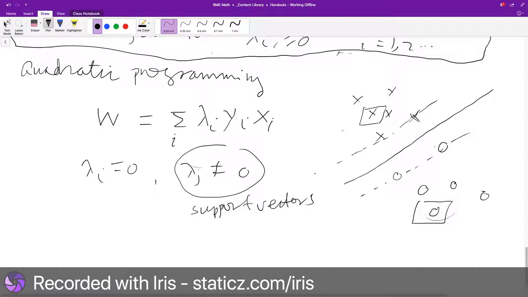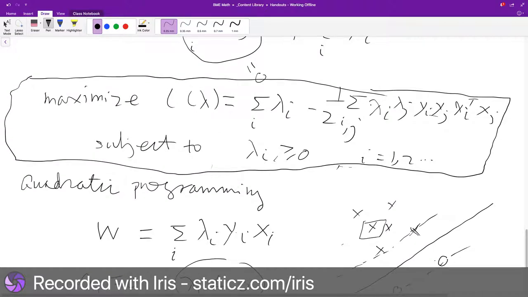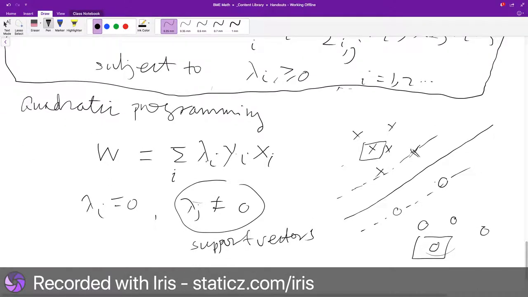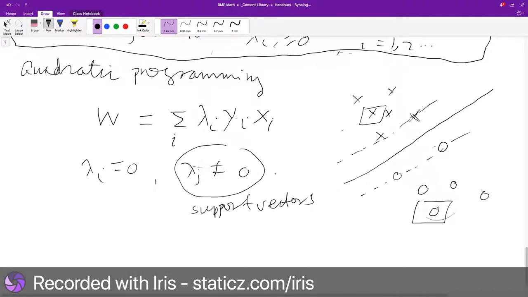All right, so when you solve this quadratic program problem given the data set, in the solution most of these multipliers lambda are going to be zero. So there are only a few that actually matter. Those are the support vectors.